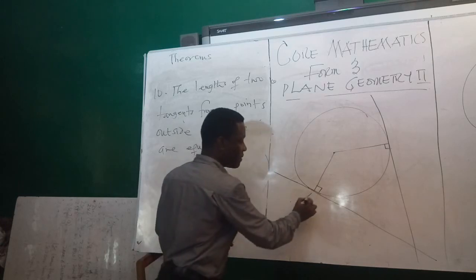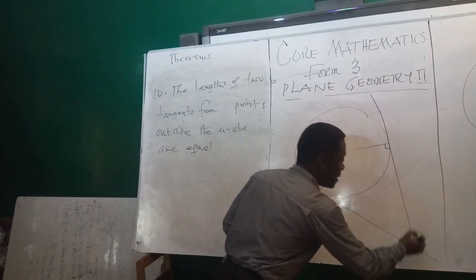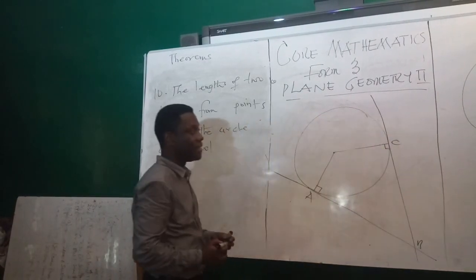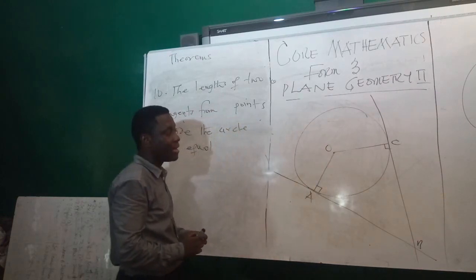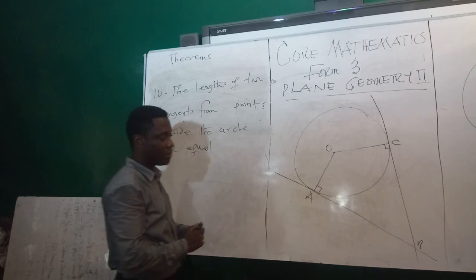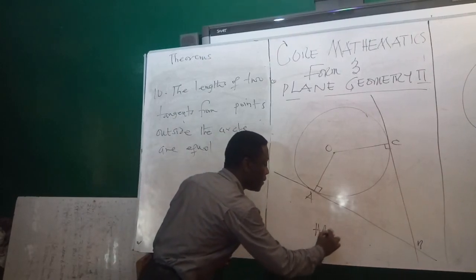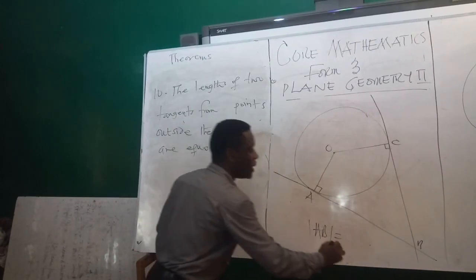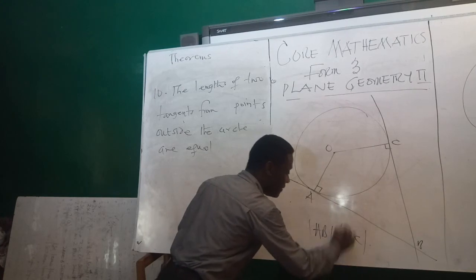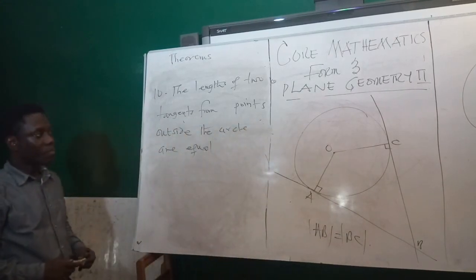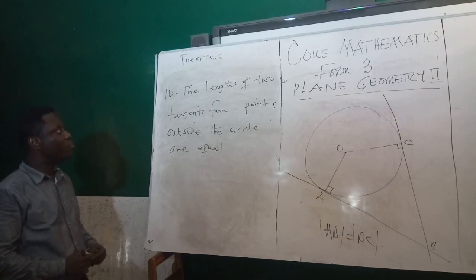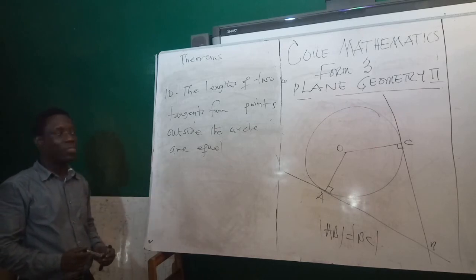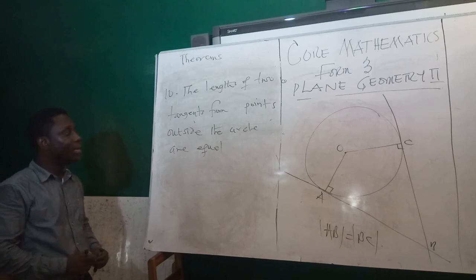Now we are saying that if you do the geometry, if for example this point is say A, this point is B, and this point is C, and this is your center, let's say O, we are saying that these two lengths, the length AB is supposed to be equal to the length BC. So that will explain the 10th theorem. Very, very important.